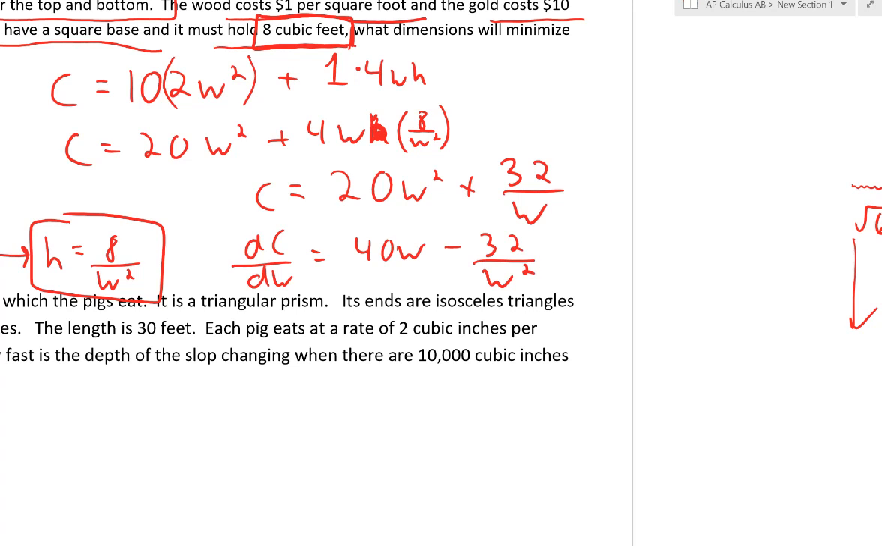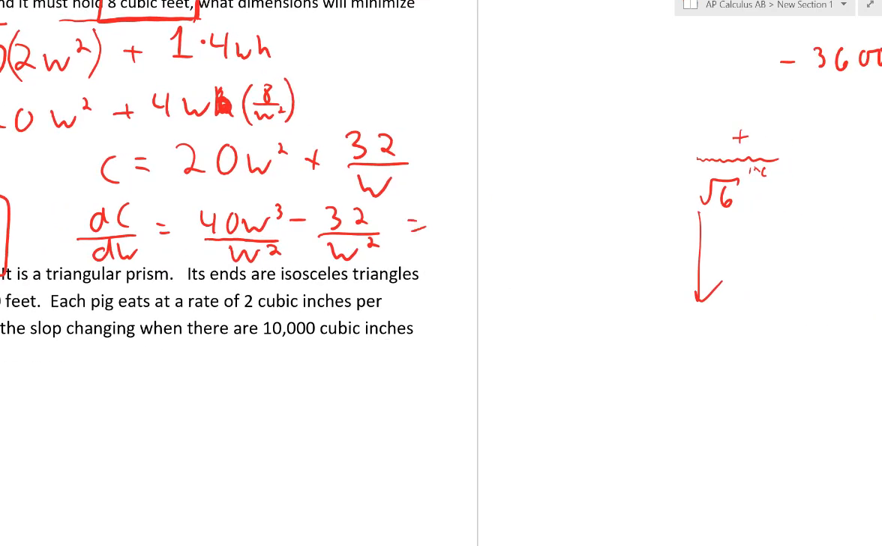And to do that, like we said with your derivatives, you want to get a common denominator. So the denominator is going to have to be W squared. So I need to multiply the denominator by W squared. And if I multiply the numerator, there's already a W there, so that becomes W cubed. So the derivative of cost with respect to W is actually 40W cubed minus 32 over W squared.